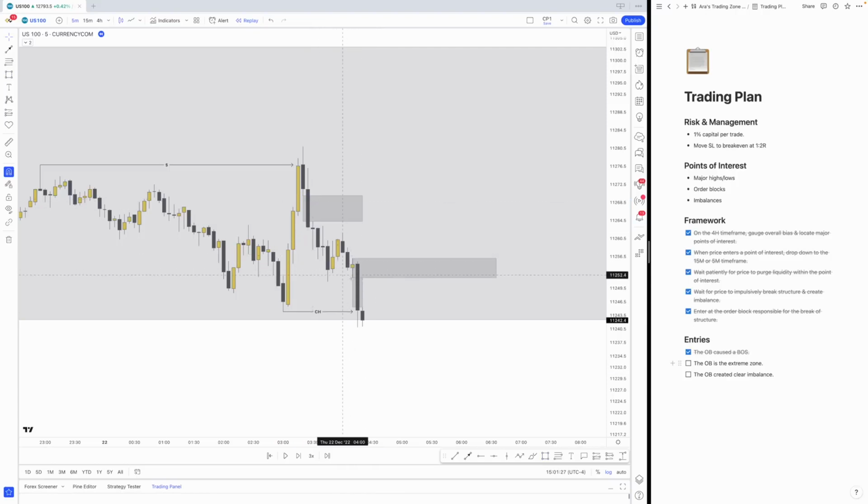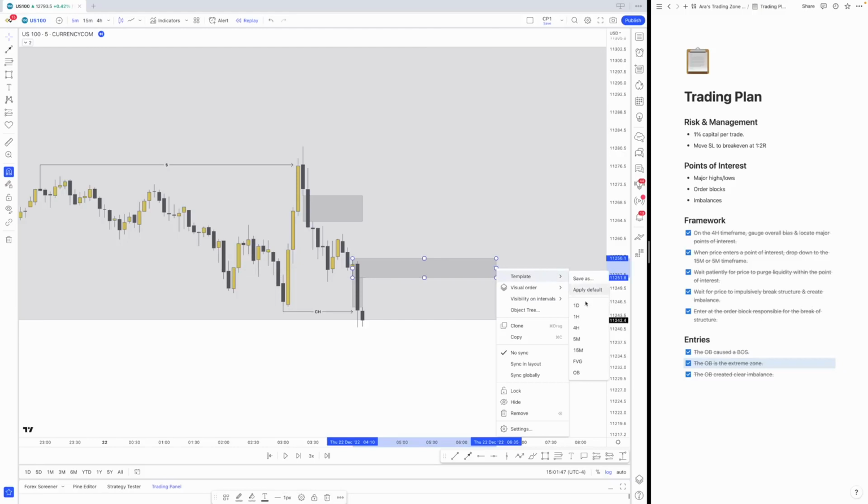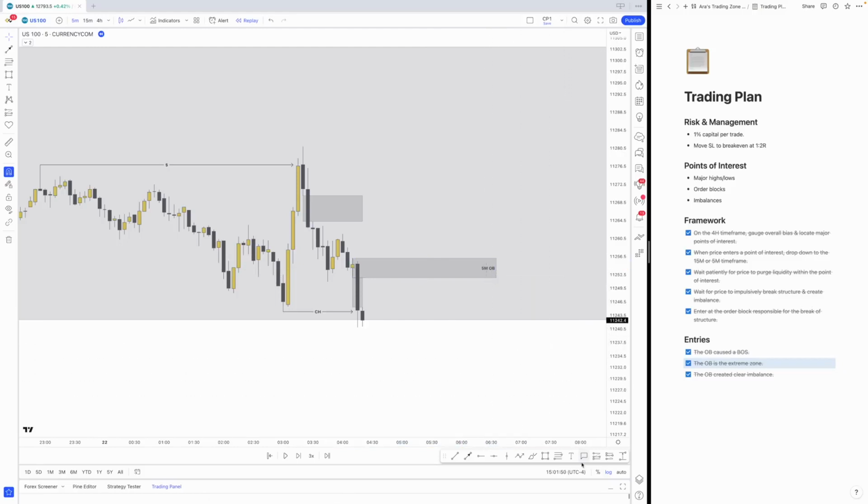I'm more focused on where the point of origin for the change of character occurred, and that would be this order block and this imbalance here. So I'm going to classify this as the extreme zone within this small bearish leg right here. The order block created clear imbalance, absolutely, within this candle right here. So I think that checks off everything on the list, and we're going to set up our trade parameters. So we could place a sell limit order at the low of the order block.